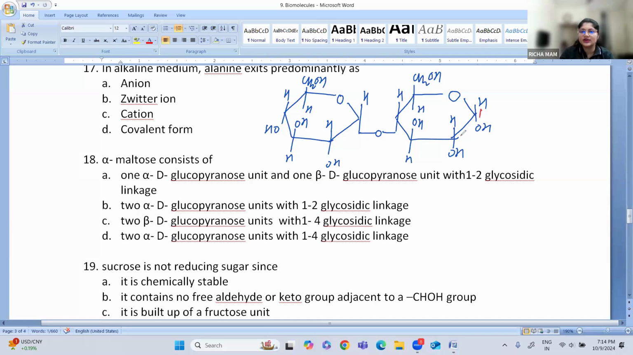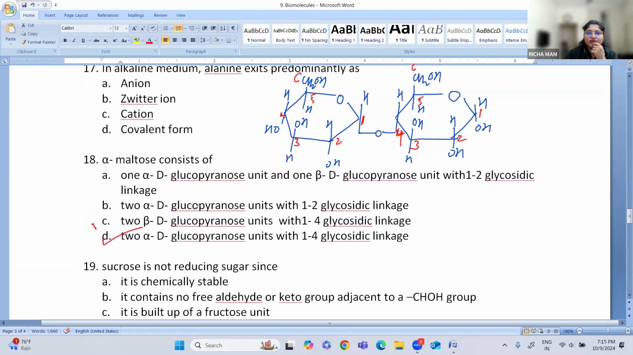This is first carbon 1, 2, 3, 4, 5, and 6. Similarly, 1, 2, 3, 4, 5, and 6. Okay. So what you can see here? Alpha maltose, it consists of what? 2 alpha D glucopyranose structure. And what is the glycosidic linkage? The linkage is present at 1 and 4. So it consists of 2 alpha D glucopyranose with 1,4 glycosidic linkage.